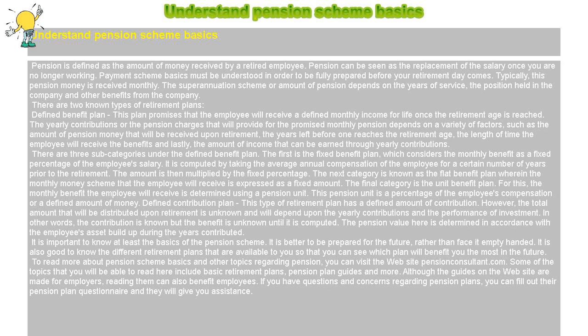The next category is known as the flat benefit plan, wherein the monthly money scheme that the employee will receive is expressed as a fixed amount. The final category is the unit benefit plan. For this, the monthly benefit the employee will receive is determined using a pension unit. This pension unit is a percentage of the employee's compensation or a defined amount of money.